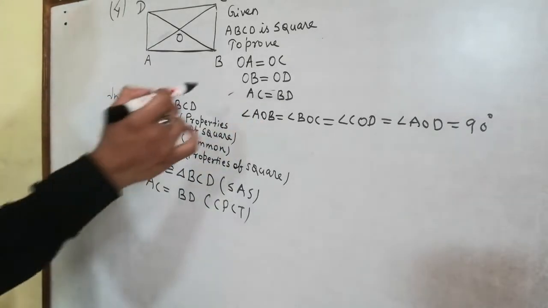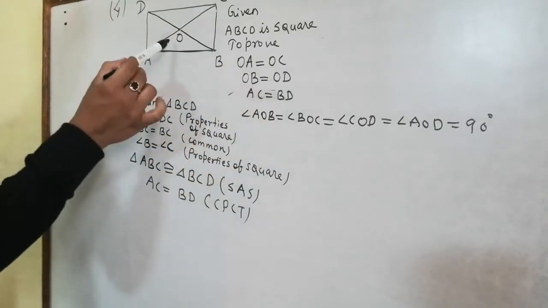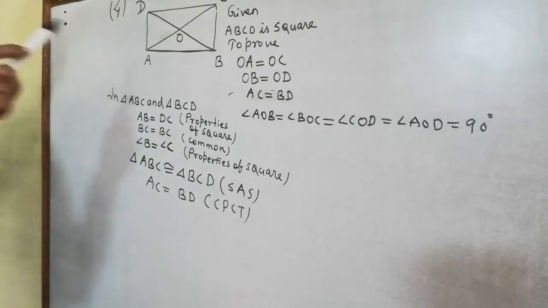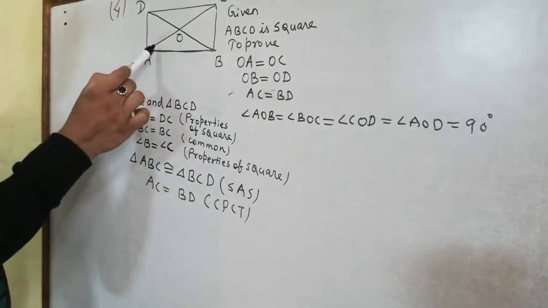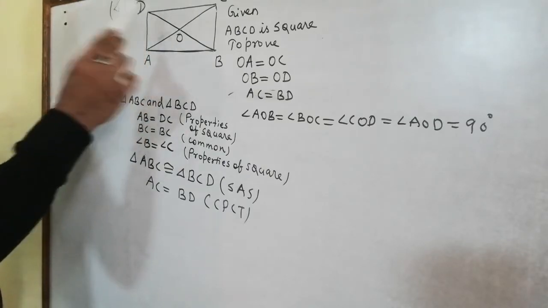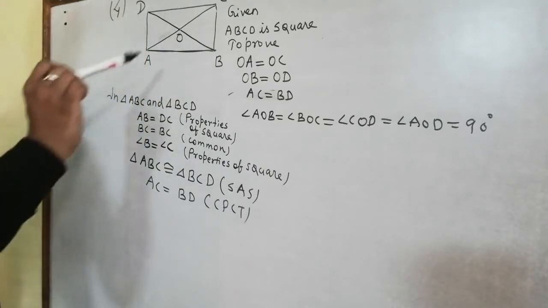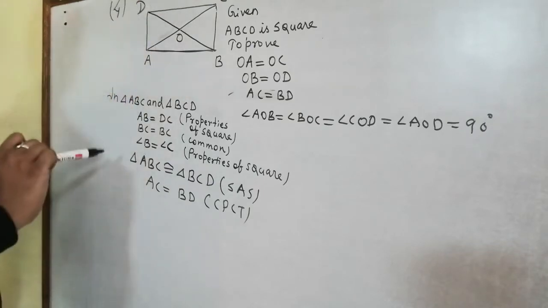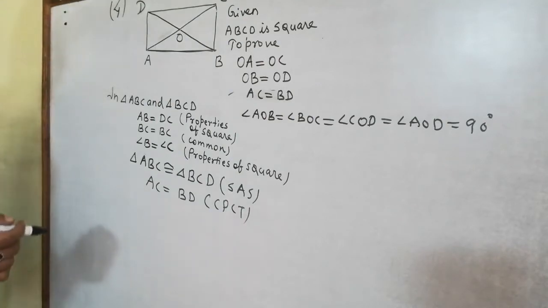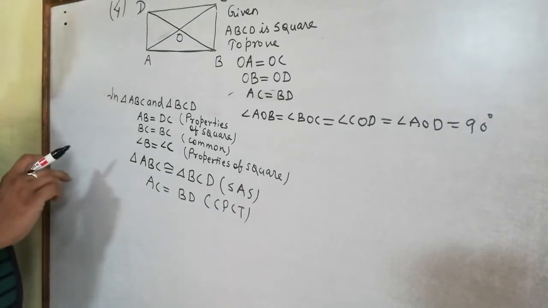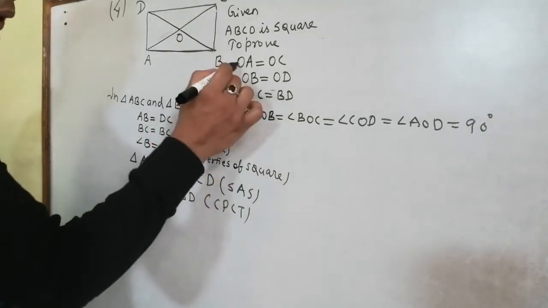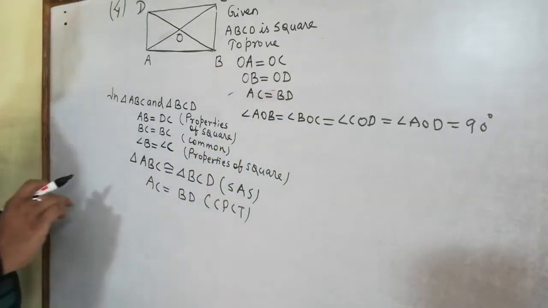Now we have to make OA equal to OC, OB equal to OD. So we have to take such triangles where we should get this. So I am going to take AOB and DOC. Now AB is equal to DC, already given in the question, and these will be alternate angles because, as I already told, a square is also just like a parallelogram. Now in the second part I am going to prove OA equal to OC, OB equal to OD.